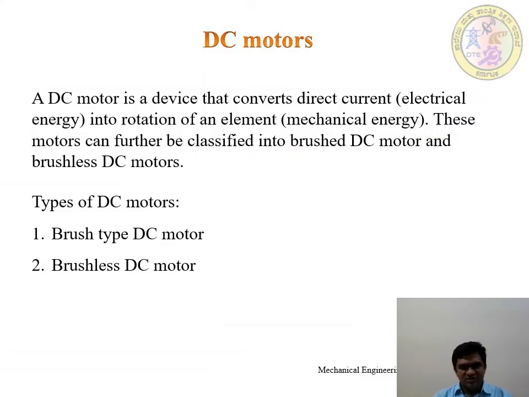Say, DC motors. A DC motor is a device that converts direct current into the rotation of an element. That is, it converts electrical energy into mechanical energy. The two types of DC motors are the brushed type DC motor and the brushless type DC motor.